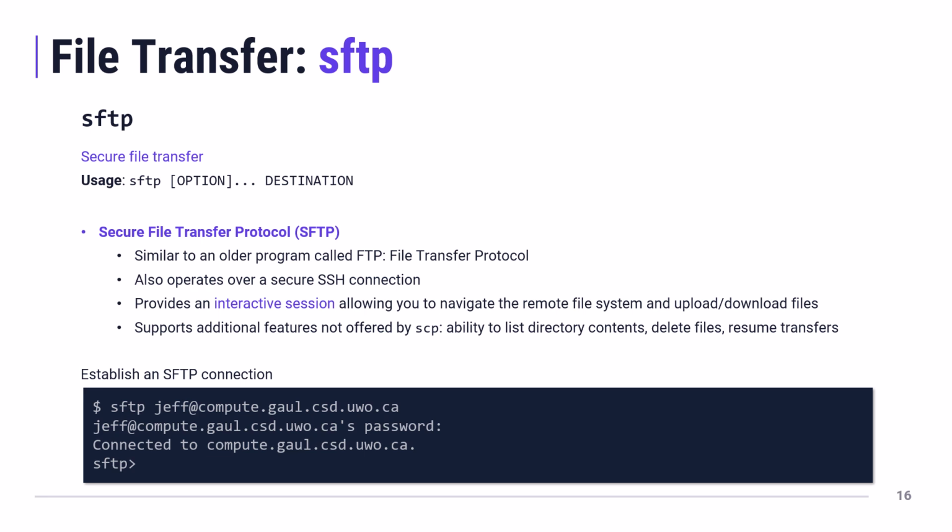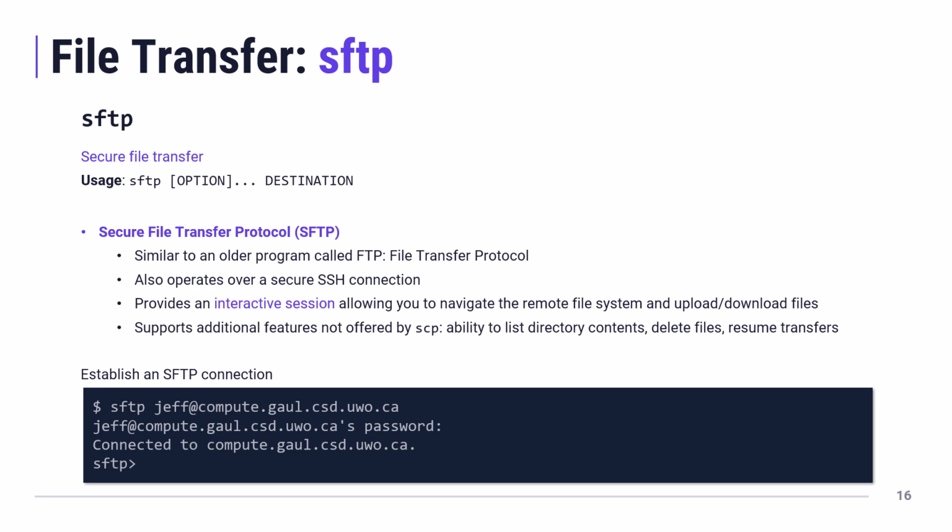So again, you can list directory contents, delete files, rename files. You can even resume transfers. So if you were uploading a file and maybe your Wi-Fi drops, you can later SFTP into the server and resume that file transfer rather than having to copy the file from scratch all over again.